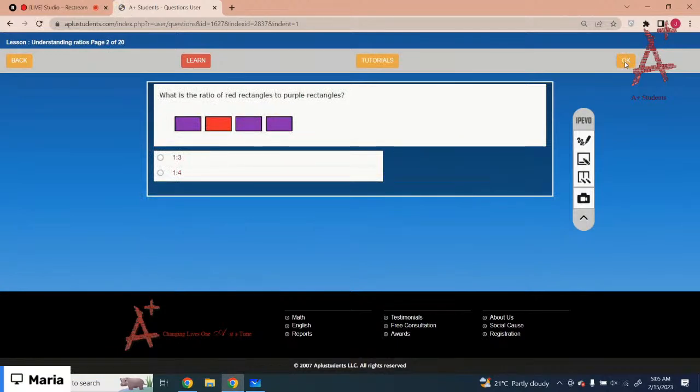Okay, what is the ratio of the red rectangles to the purple rectangles? So which is the correct option now? How many red rectangles are there? Just one. Very good. Three of them are purple. No, not 1 over 4. You have three of the purples. 1 ratio 3. Got it? Because you have one red and three purple. So it would be 1 ratio 3. Option number 1 is the correct option. Just listen to me carefully and then answer.